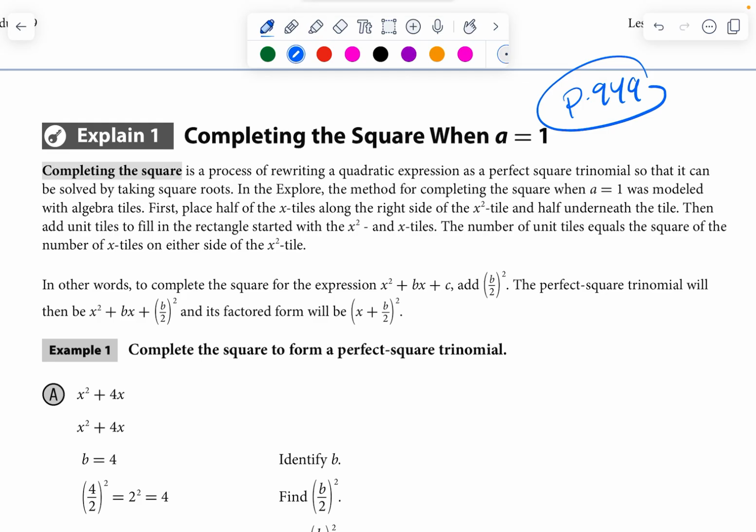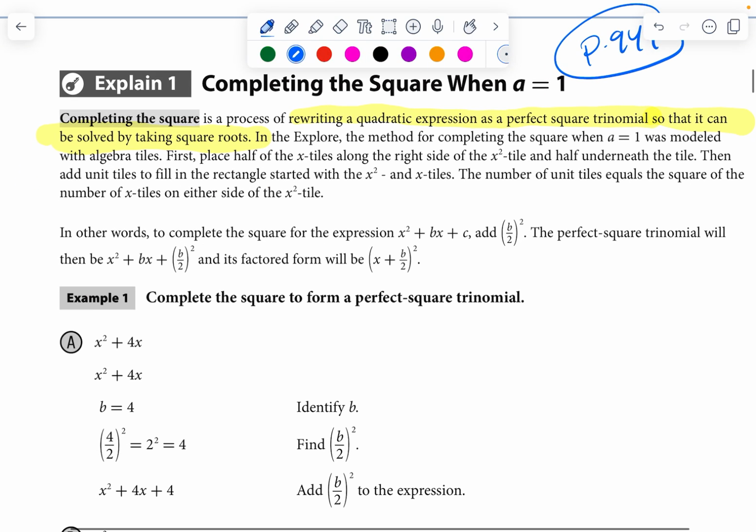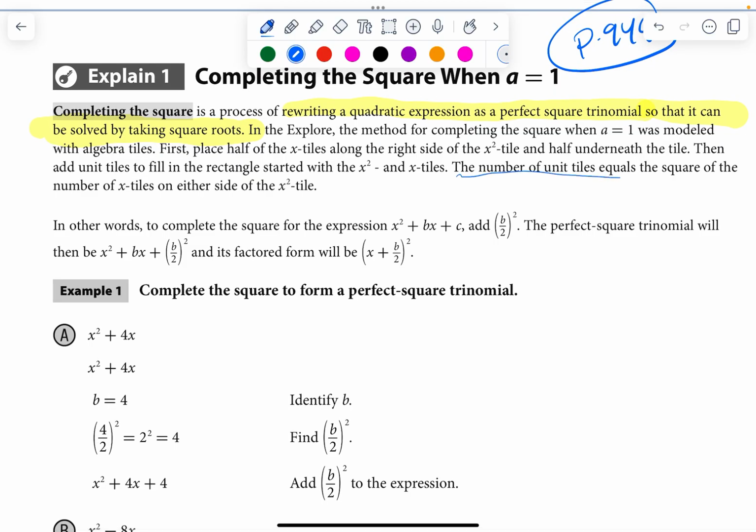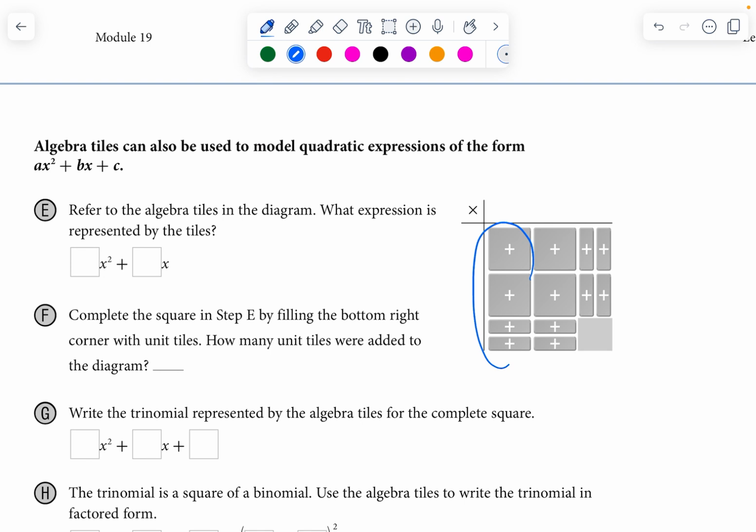Okay, 949. So to start off, it says completing the square is a process of rewriting a quadratic expression as a perfect square trinomial so that it can be solved by taking square roots. This is going to help us find a way to factor and find an answer. In the Explore, the method for completing the square when a equals 1 was modeled with tiles. And the big takeaway from that is that the number of unit tiles equals the square of the number of x tiles on either side of the x squared. So we're looking at the relationship between these x's, these x squareds, and these ones.